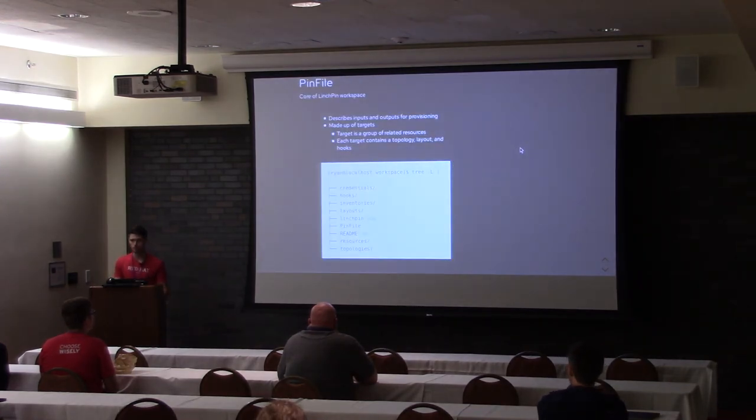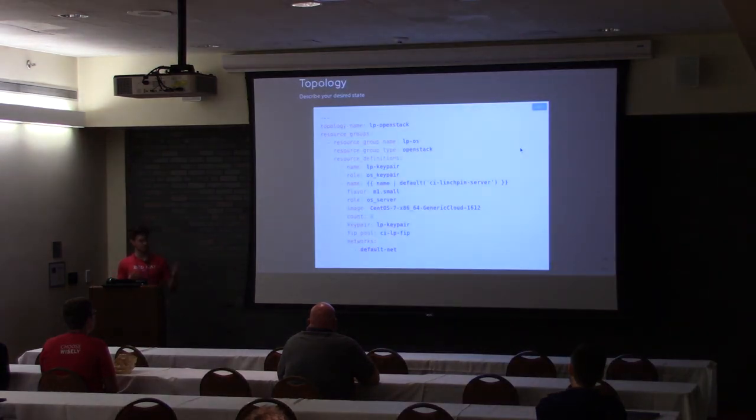So a LinchPin workspace at its core is made up of something called a pin file, which describes all the inputs and outputs you need for provisioning. A pin file is a bunch of targets. A target is just something you're going to provision as a single unit. You're never going to break down a target into things you might want to provision one at a time. And each target can contain a topology, a layout, and hooks. So the topology is technically all you need to provision something. It describes your desired state.